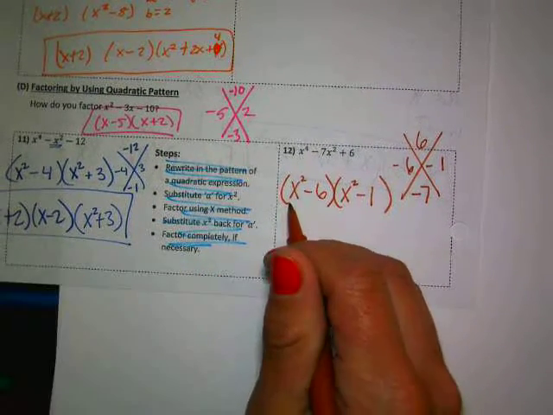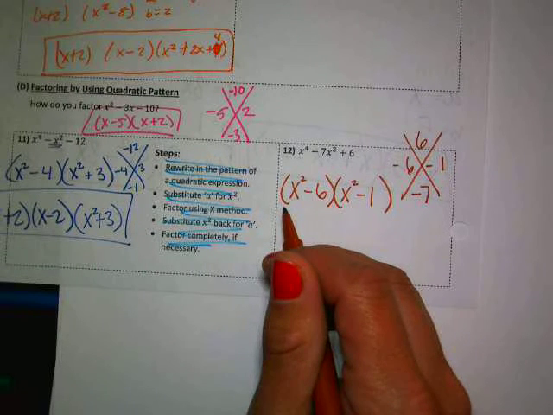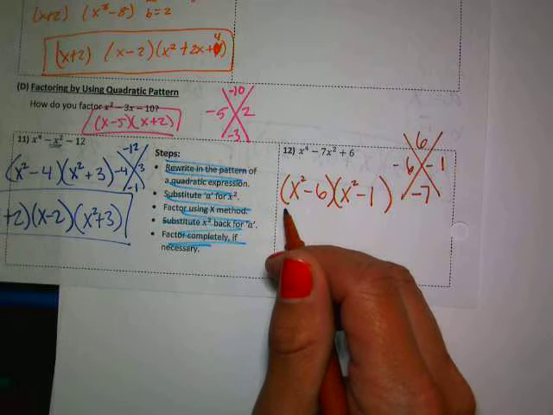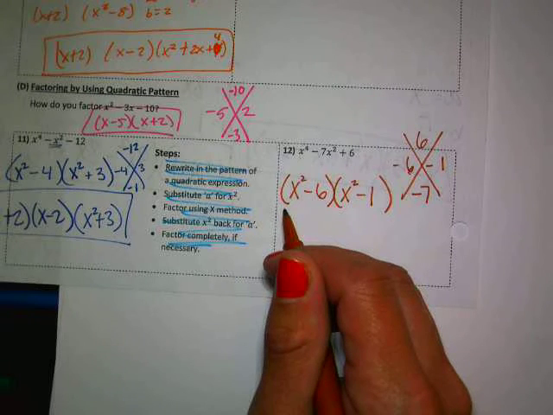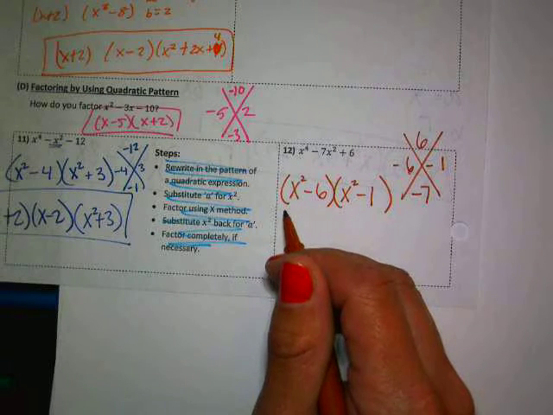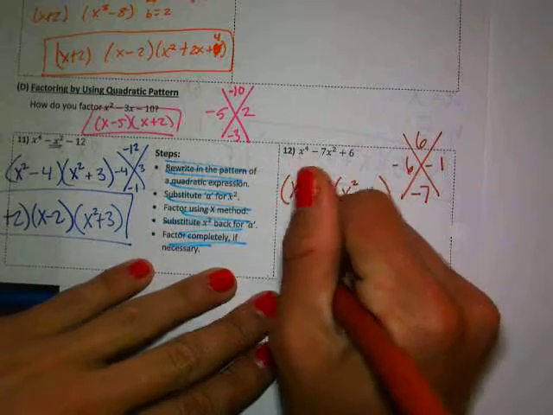All right, so now I'm checking for squares. Is 6 a square? What's the square root of 6? What's 3 times 3? 9. No, 6 isn't a square.